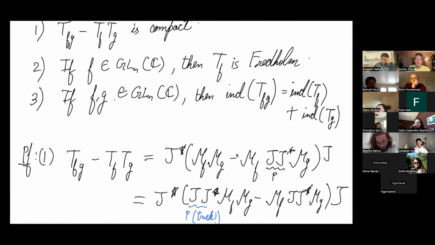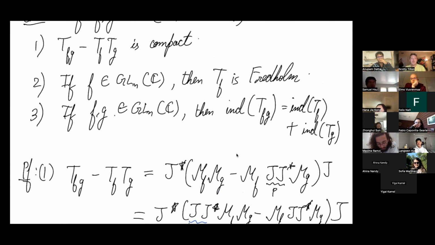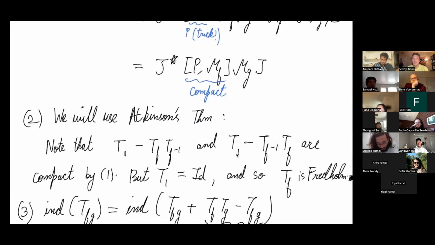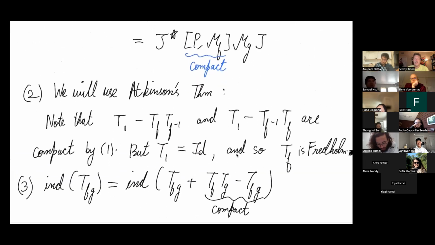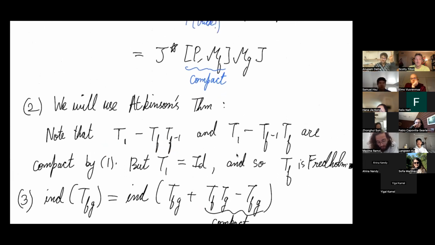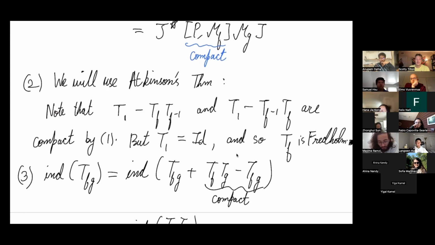For the second part, which is essentially the statement that we are trying to prove, we will straight up use Atkinson's theorem, because note that T_1 minus T_F inverse times T_F, and T_F times T_F inverse minus T_1, both of these are compact by the first part. So we are done once we recall that T of 1 was nothing but the identity. So Atkinson's theorem is also a very powerful result, and it comes very handy here.